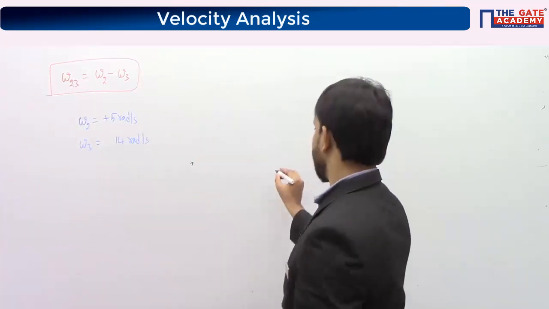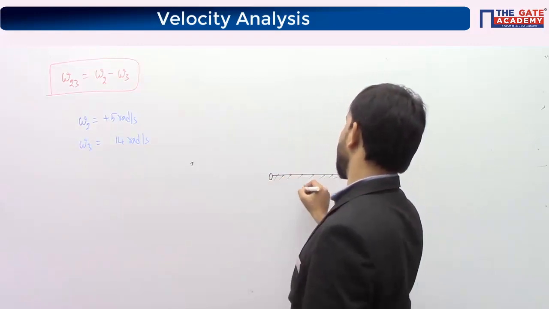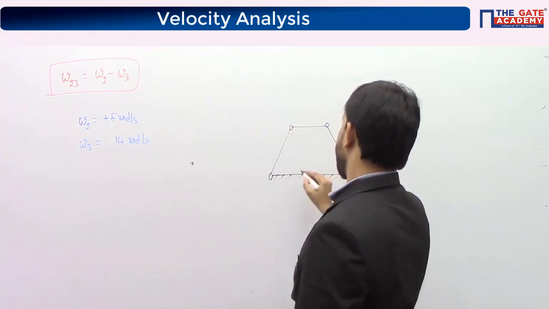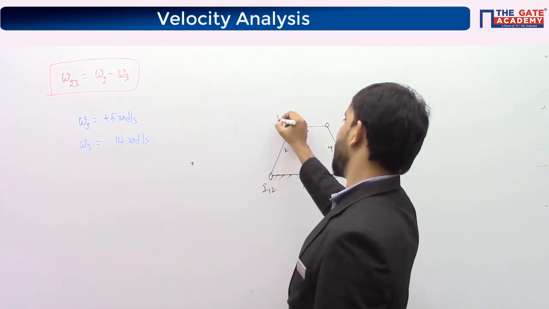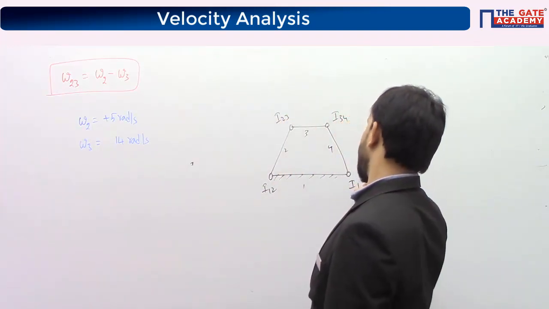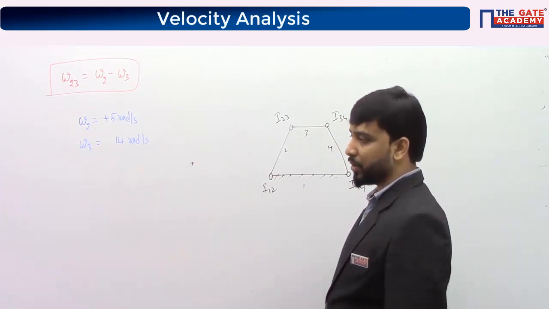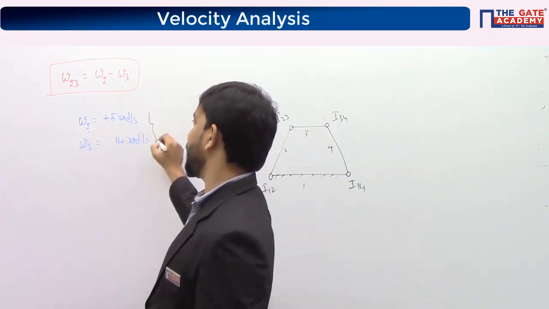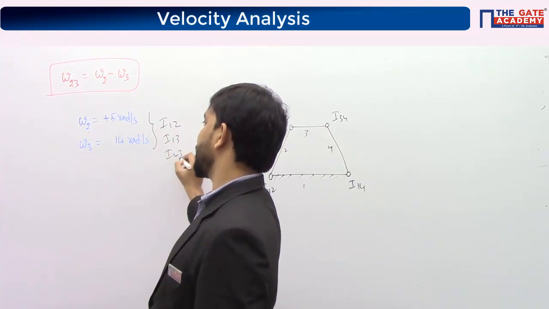So I'm locating the I centers. When I look at the I centers, this is the fixed link, link number 1. This is 2, this is 3, and this is 4. This is I12, this is I23, this is I34, and this is I14. If you know the velocity of link 2 and want to find the velocity of link 3, we need to look at I12, I13 and the common I center.